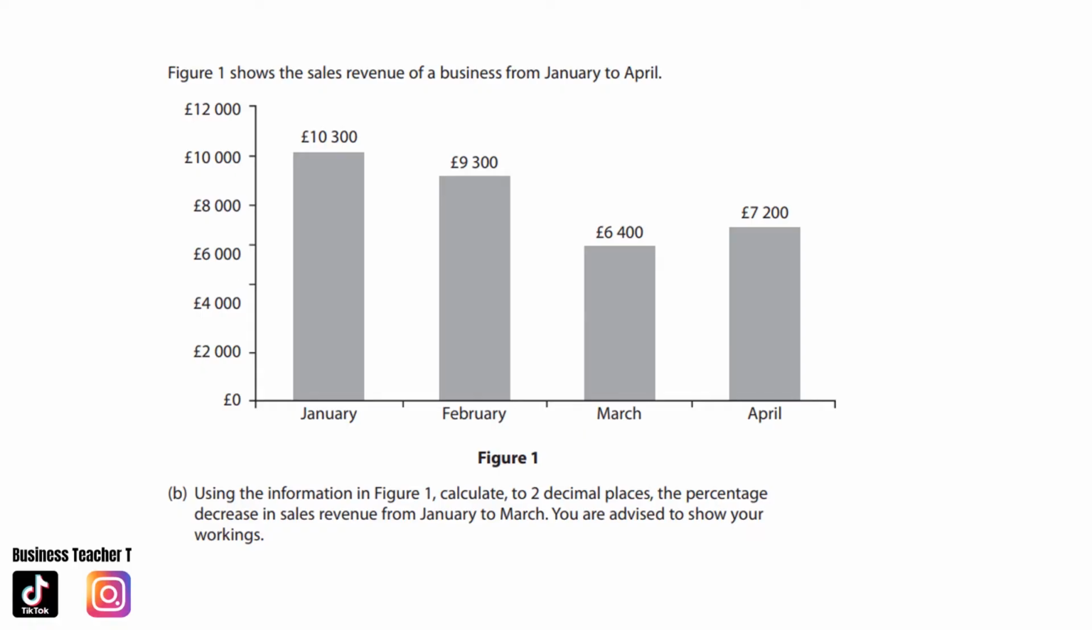Now, let's get the figures in place. £6,400 was the sales revenue for March, and £10,300 was the sales revenue for January. So we need to get that into our formula in order to calculate the percentage change. £6,400 minus £10,300 divided by £10,300 times by 100, and the answer would be 37.86%, or minus 37.86%. You'll be credited for either of them.